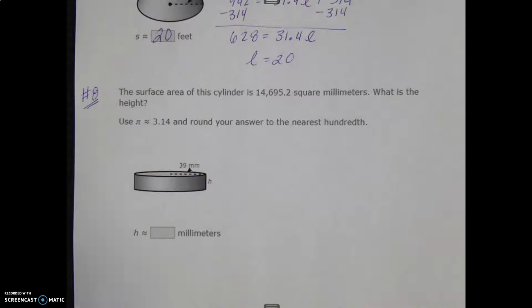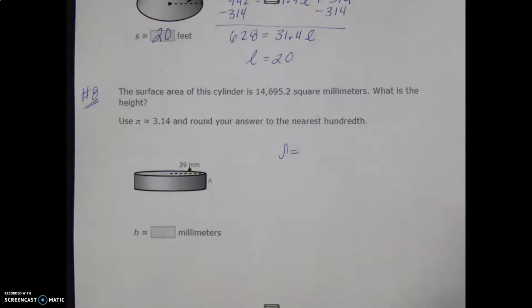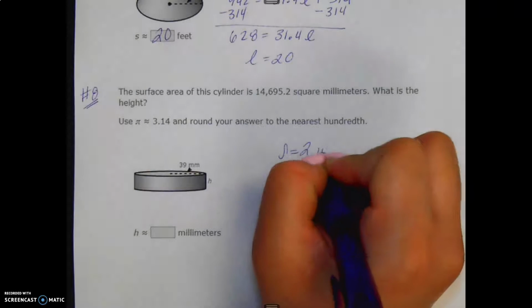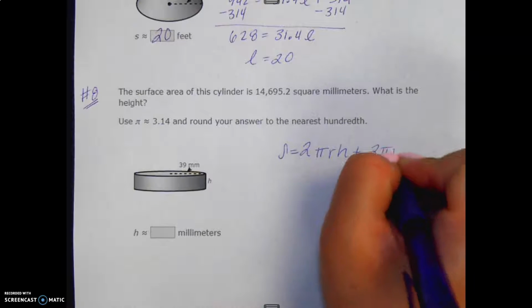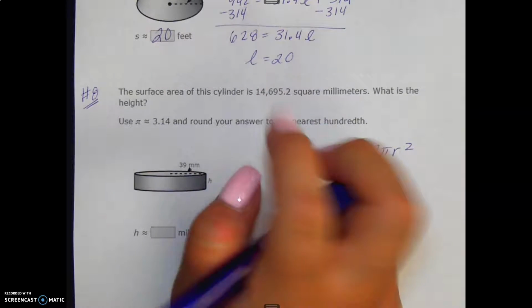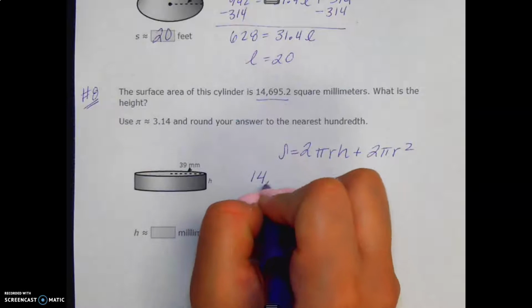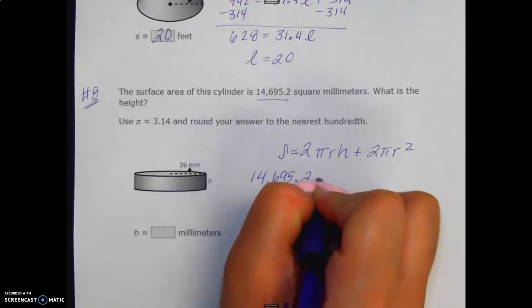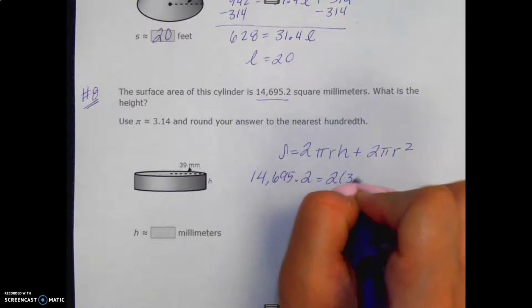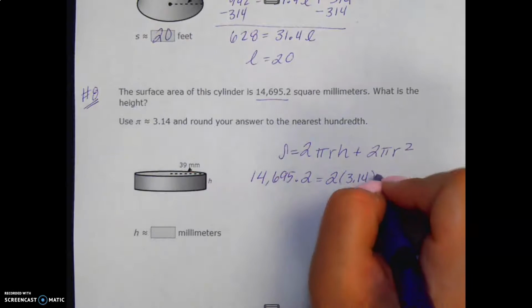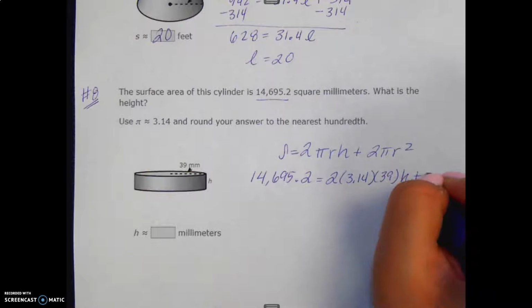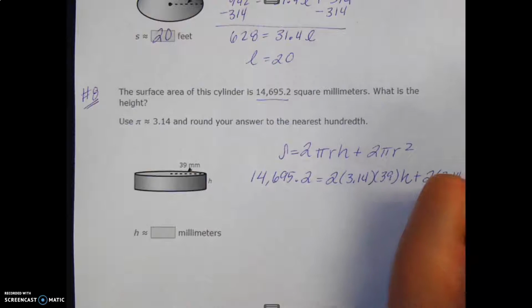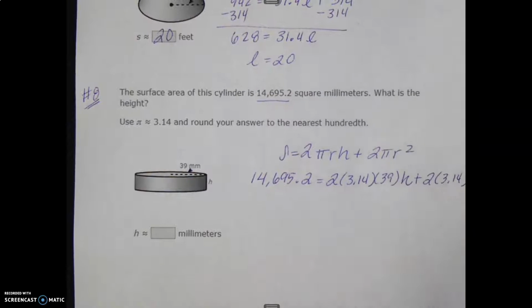This is another one of those where I need to work backwards to find the height. So the surface area of a cylinder is 2 pi RH plus 2 pi R squared. Tells us the surface area is 14,695.2 equals 2 pi. My R is 39. We don't know H, so we put H. Plus 2 times 3.14, 39 squared.